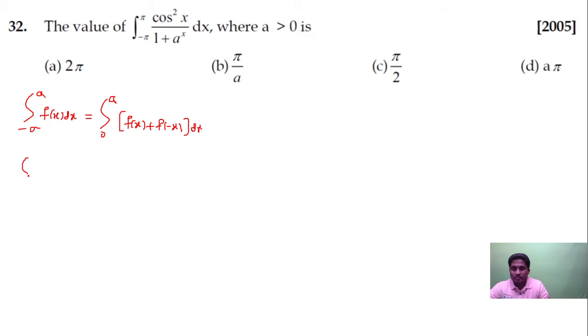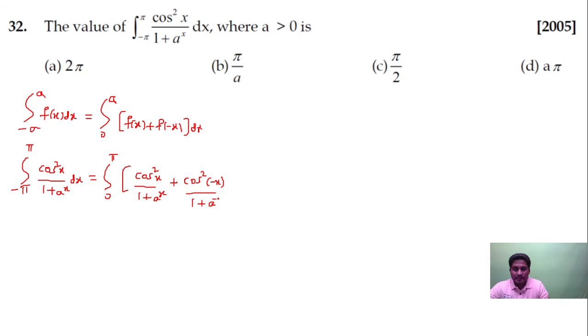So integration of minus pi to plus pi of cos square x upon 1 plus a power x is equal to integration 0 to pi. f of x will be equal to cos square x upon 1 plus a power x. f of minus x will be equal to cos square of minus x upon 1 plus a to the power of minus x.